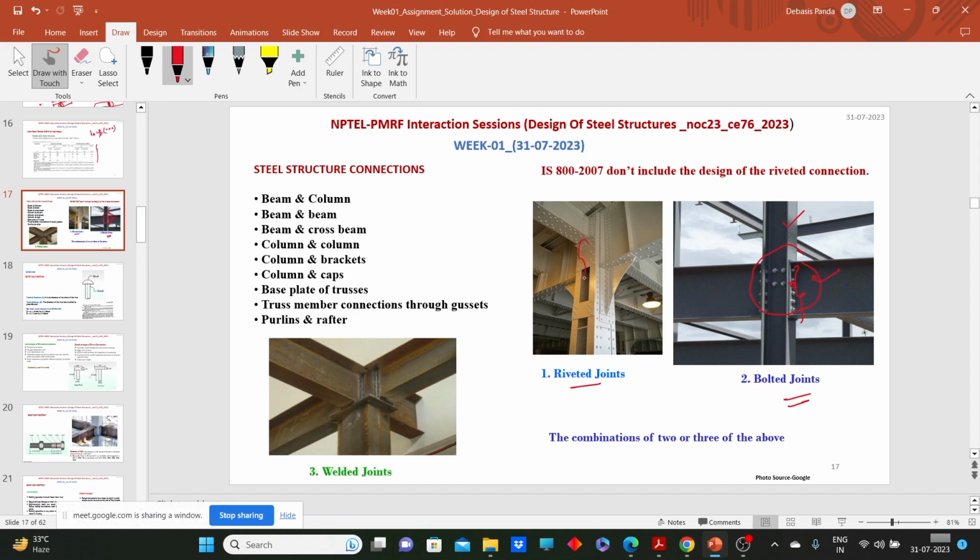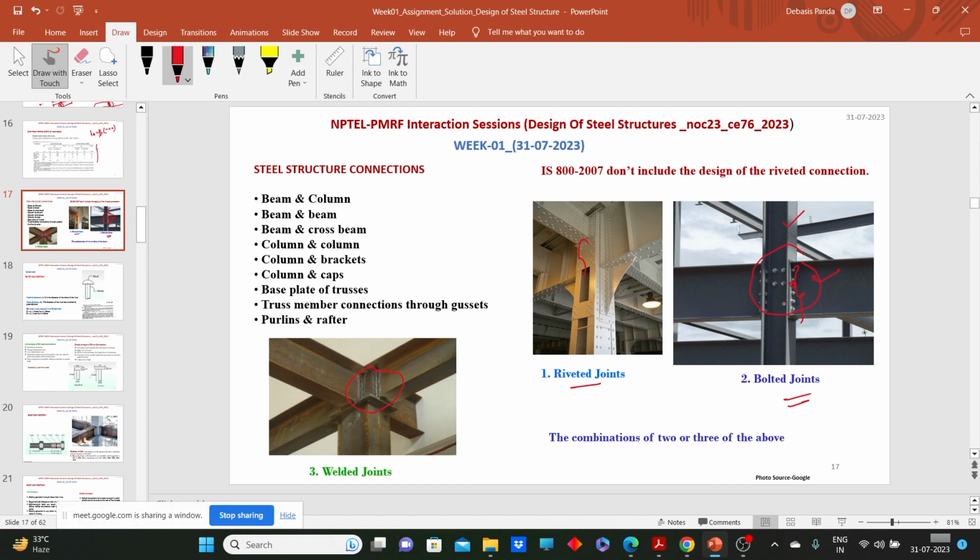Similarly, for the riveted case, we can consider the rivet as a fastener, so we can call them a riveted joint. And one more thing, we have welded joints, where the structural members are joined or connected through welding. During this course, we will learn how to design these types of connections, how to deal with these kinds of connections, and what the possible connections are. So we will go through them one by one.